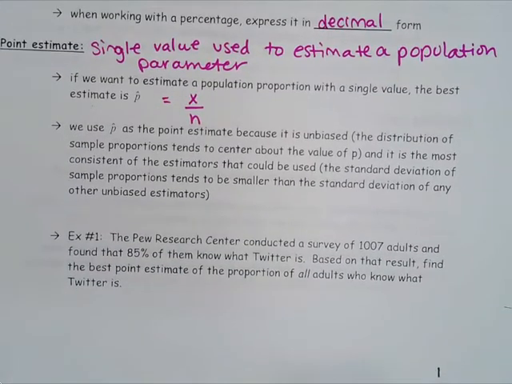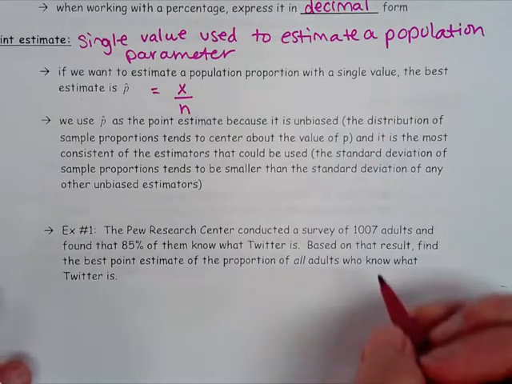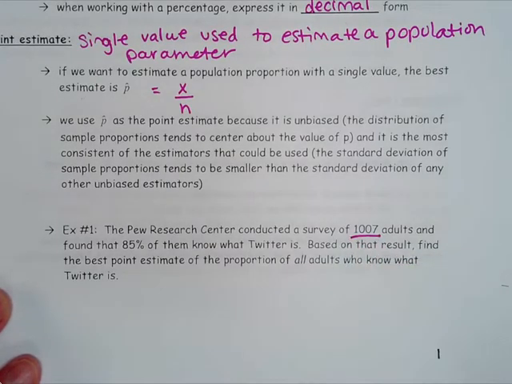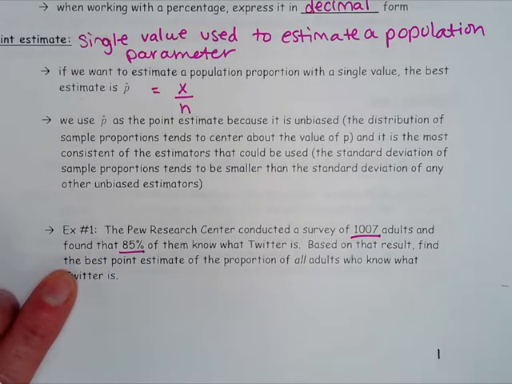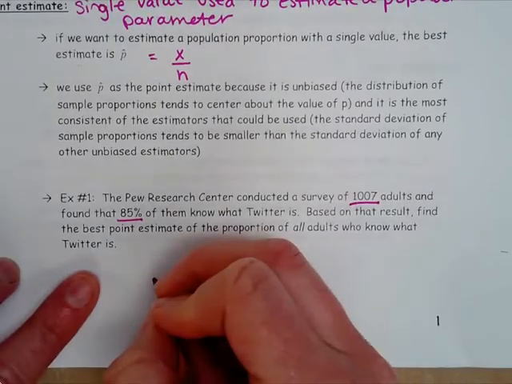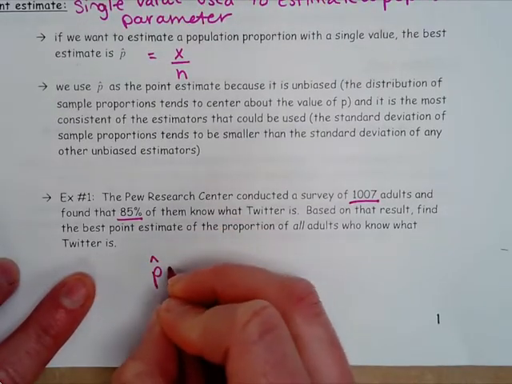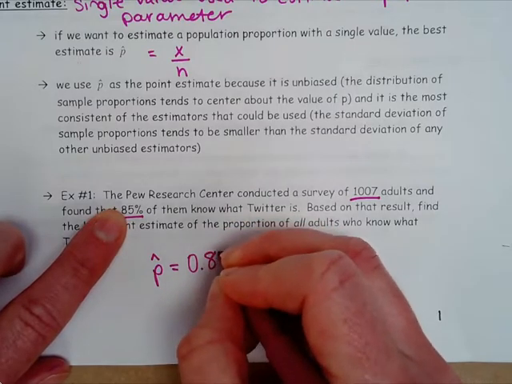So example 1, the Pew Research Center conducted a survey of 1,007 adults and found that 85% of them knew what Twitter was. Based on that result, find the point estimate of the proportion of all adults who know what Twitter is. They actually just gave it to us. P hat is that proportion that know what Twitter is. So it's 0.85.